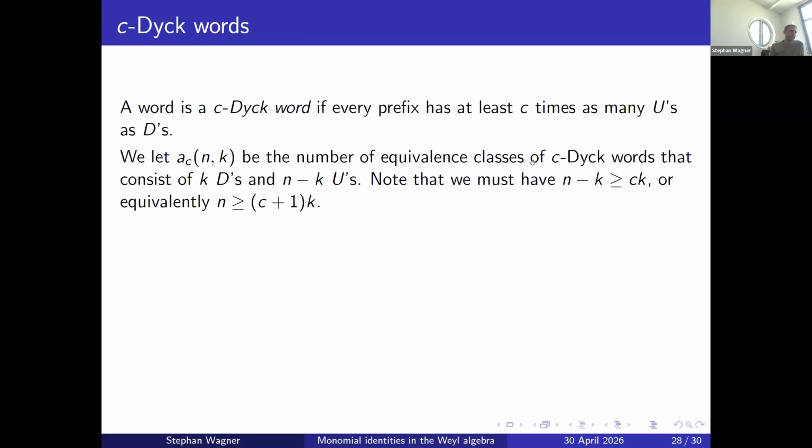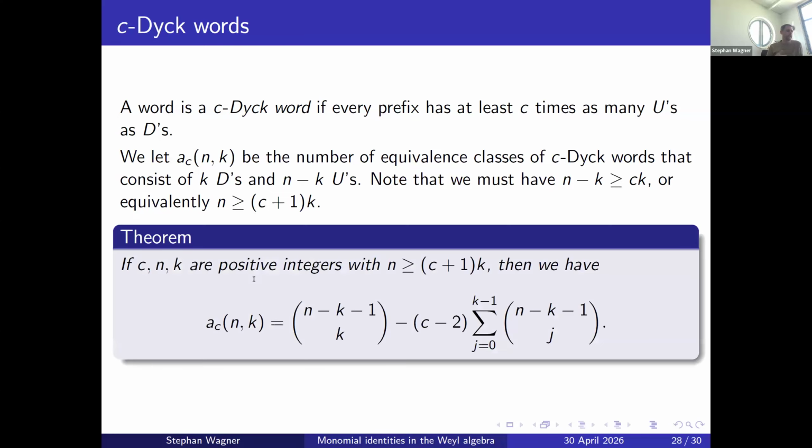And then if you count equivalence classes with this restriction, you get a new type of sequence, A_C(n,k). And even in that case, there turns out to be a very nice explicit formula. It looks like this. Specifically when C is 2, everything cancels out nicely and you just get binomial coefficients, which is perhaps surprising. But there is also a bijective explanation for why it holds in that case.